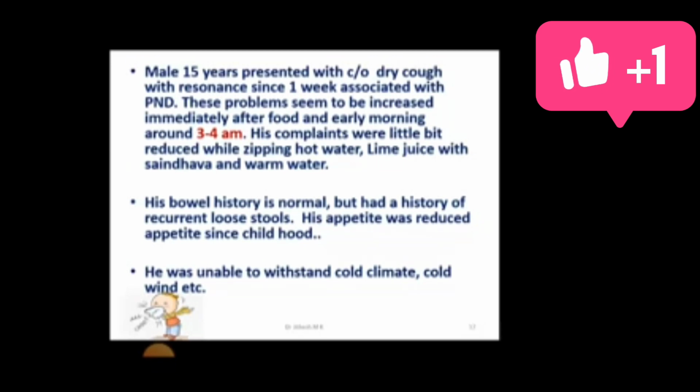Again, inability to withstand cold climate, cold wind, etc. What could be the diagnosis? Again, Vataja Kasa only. Vataja Kasa, not Vata-Paittika Kasa. Yes, it's not Pitta Kapha Prakriti. Exactly, Vataja Kasa occurring to the Pitta Kapha Prakriti person. Definitely, that is the typical diagnosis here.